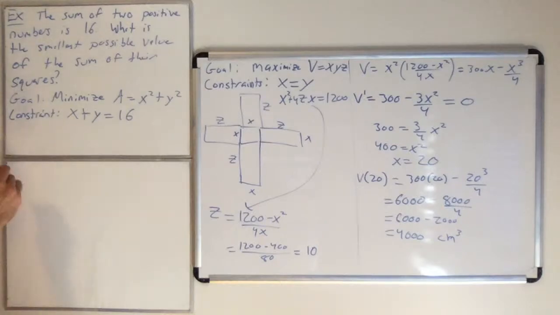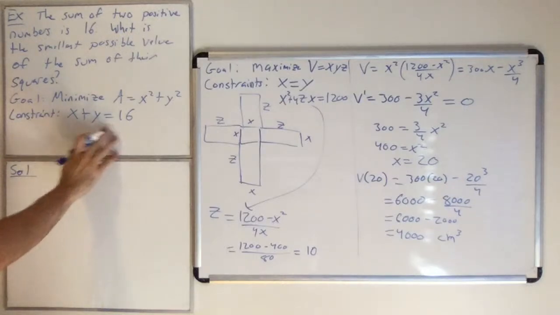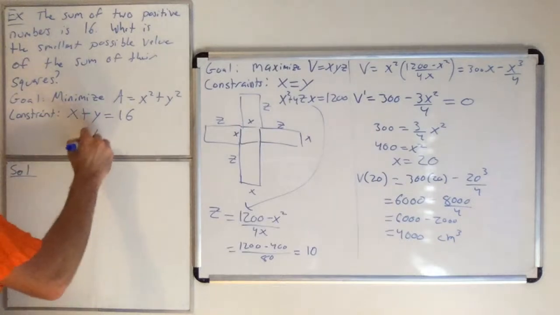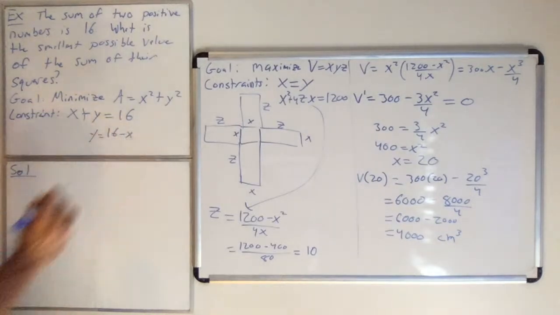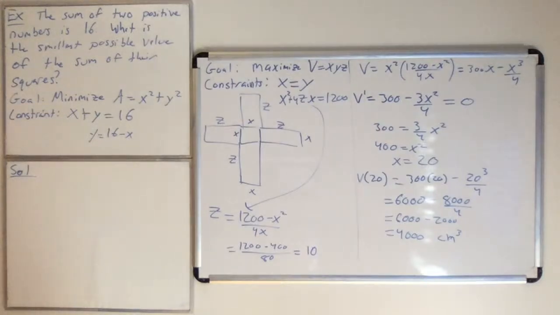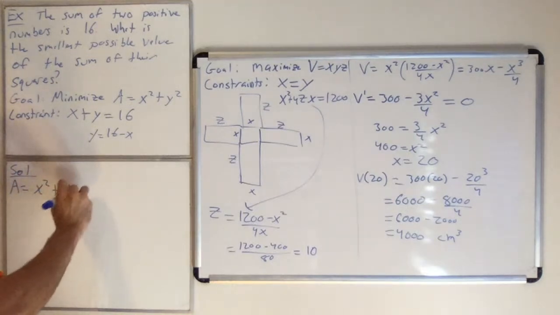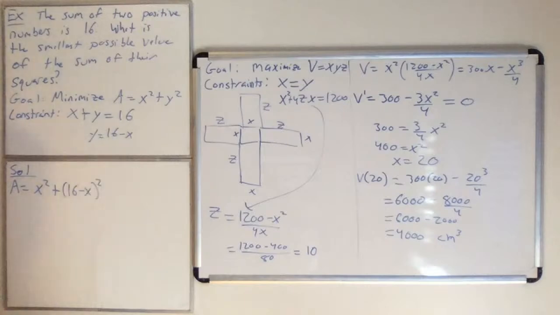Right, and so like we do with all these questions, solve for one of the variables in our constraint equation, and then plug it into the function we're trying to minimize. So really, this is saying that y is equal to 16 minus x. And so we have this function that we're trying to minimize, which is x squared plus (16 minus x) squared.